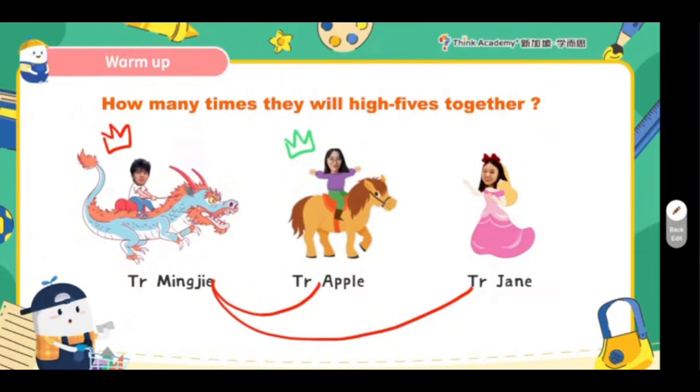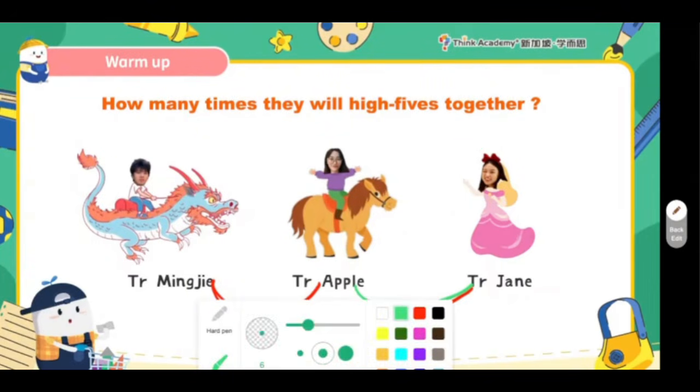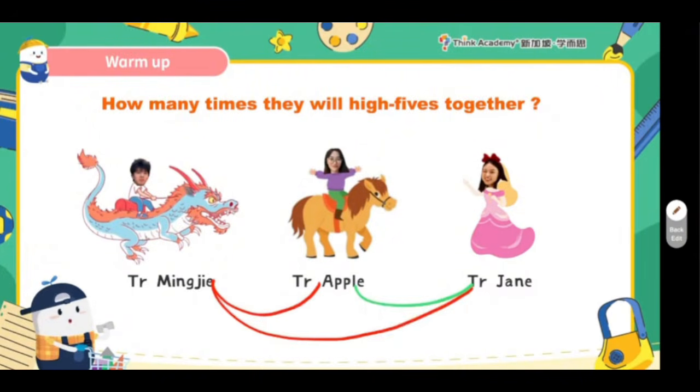So this time, let's think about who will be the next king. Apple, right? Teacher Apple. But do we still need to high five again with Teacher Mingjie? No need, right? Because Teacher Mingjie high fives with Teacher Apple, Teacher Apple also high fives with Teacher Mingjie at the same time. So Teacher Apple only needs to high five with Teacher Jane. This time we can see 3 times, right? And then the next king should be Teacher Jane. But does Teacher Jane still need to high five with anyone else? No need, right? So we just high five 3 times. This is one kind of question where there is only one category, only one stage, only one step.